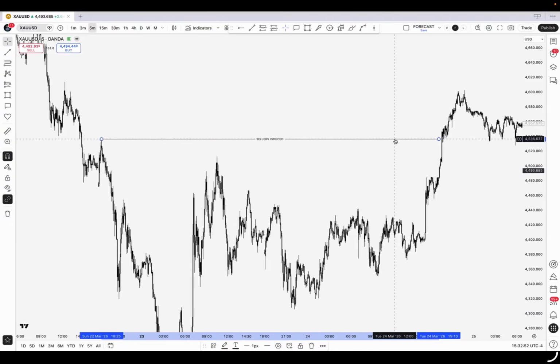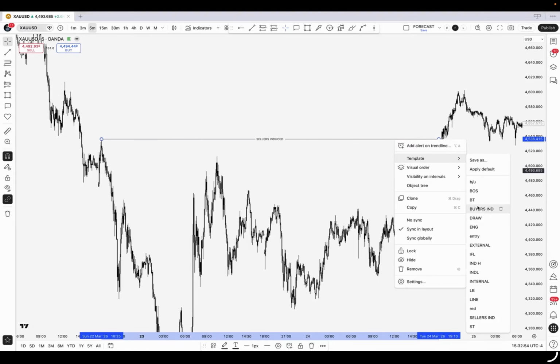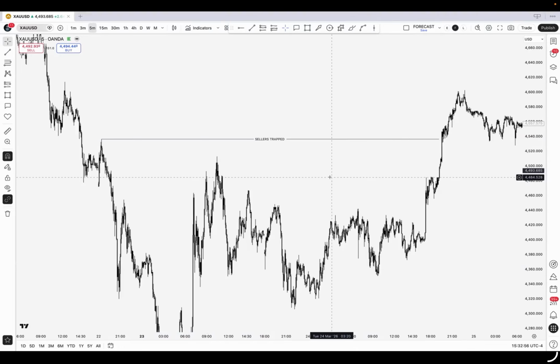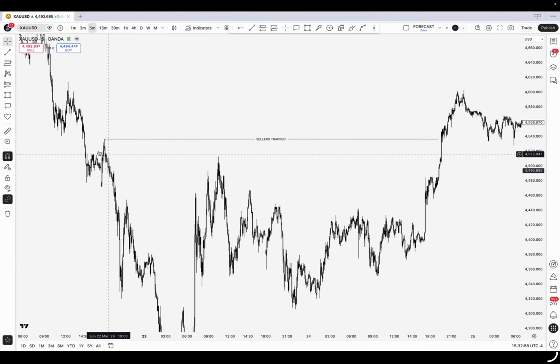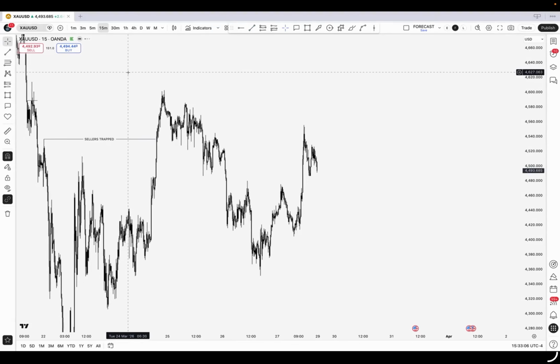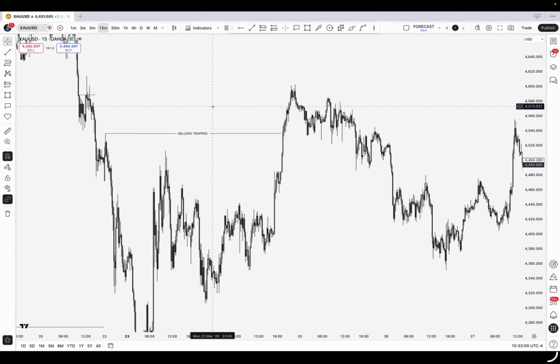Oh, well, wrong diagram. Sorry. Sellers trapped. Okay. So just like how we did here, we have a liquidity block area here that we could potentially react off of. Let's go on to 15. We have a liquidity block area that we can potentially react off of. Not saying that we're going to be selling from this area. As far as taking any sells, you can, very high risk, because one, we're at the extreme.